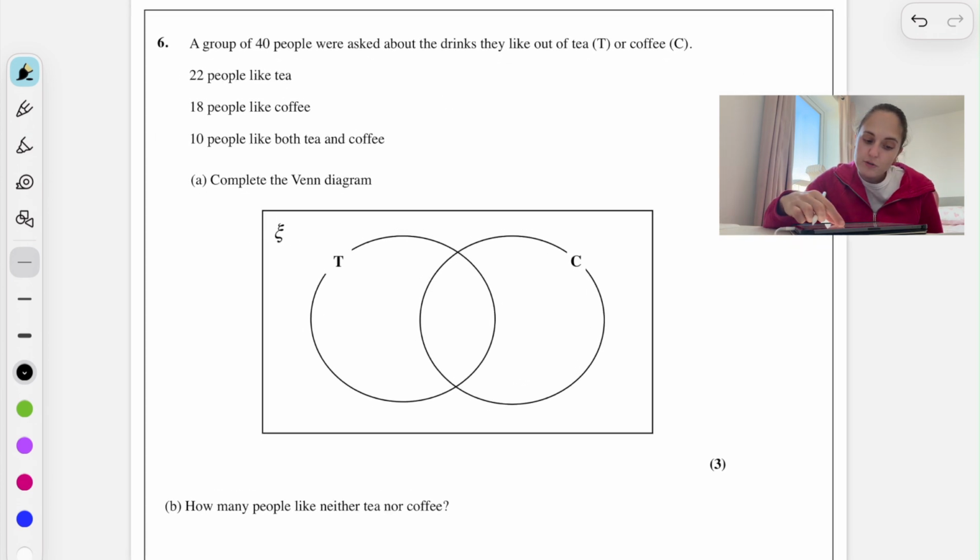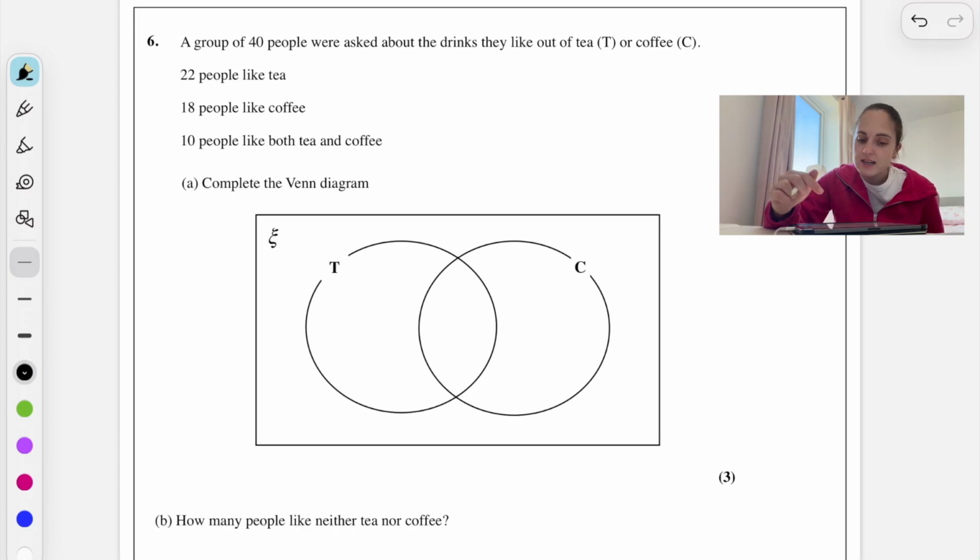This question here, we have a group of 40 people were asked about the drinks they like out of tea or coffee. 22 people like tea, 18 people like coffee, and 10 people like both tea and coffee. So we're going to have 10 people in the middle because 10 people like both tea and coffee.